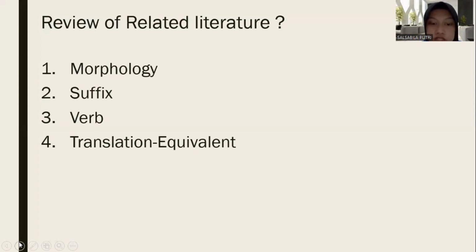Four, is translation equivalent. Translation is the process of translating a word or text from one language into another language, while equivalent involves an attempt to convert the content while retaining the context and meaning of the original.